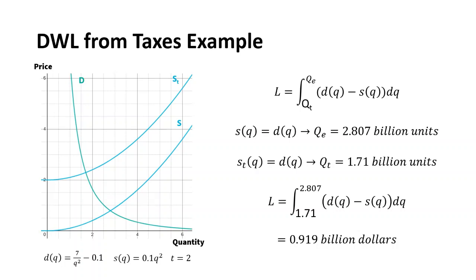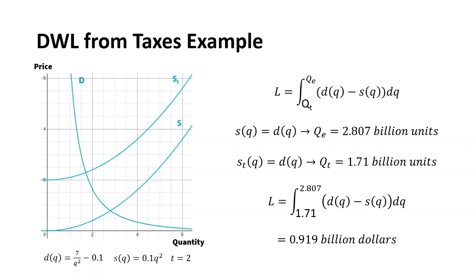Here's an example problem for calculating the deadweight loss from taxes. In this case, the demand curve is modeled by the equation 7 over the quantity demanded squared minus 0.1. The supply curve is modeled by the equation 0.1 times the quantity demanded squared. In this case, the per unit tax is $2.